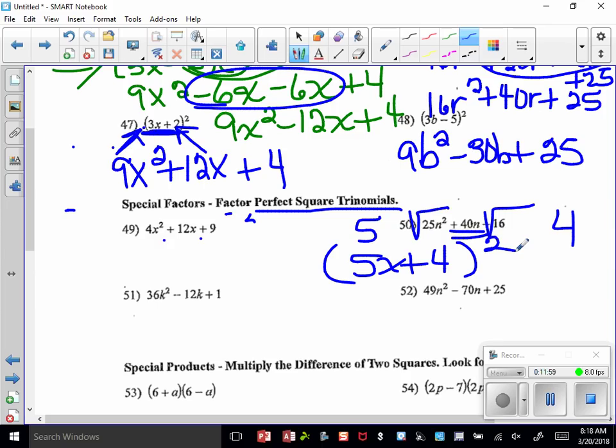All right, so let's take a look at this one. The square root of 36 is what? 6. The square root of 1 is 1. What's 6 times 1? 6. Double that, you do get your 12, right? So what do you think the factors will be here since this is a negative 12?